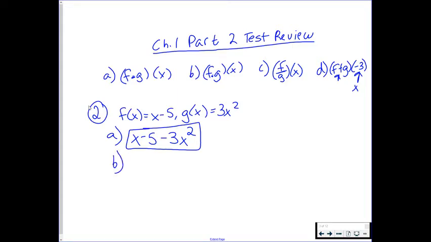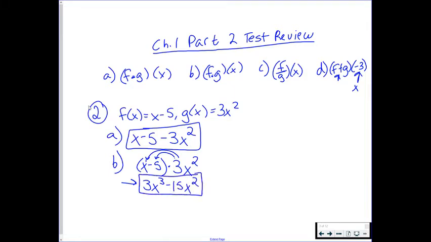Part B tells us to multiply f times g. X minus 5 times g, which is 3x squared. To multiply, I'm going to distribute 3x squared into both terms in the parentheses. 3x squared times x is 3x cubed, right? There's 3 x's now, so it's x cubed. Negative 5 times 3 is negative 15, x squared. Those are not like terms either, so we're just going to leave it as is.